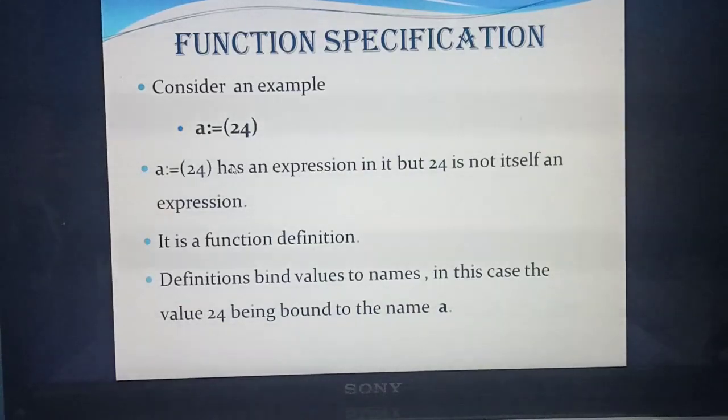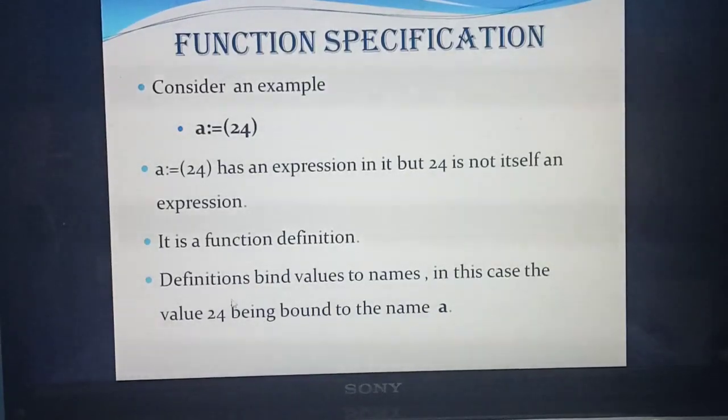So what's the other name of this a equal to 24 as an expression? What's the other name? Function definition. So what's the meaning of function definition? Definition means, listen, definition means bind values to the names. Okay, so this is an important 1-mark question. They will ask 1-mark questions from every nook and corner of your textbook.